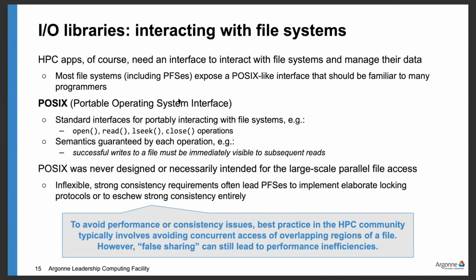Which is great, but there's also this notion of false sharing. So if the file system's using locking to enforce consistency, it's possible that the lock granularity is a lot bigger than the access granularities, and you essentially get into situations where you're serializing I/O operations that don't necessarily need to be serialized, which degrades performance basically.